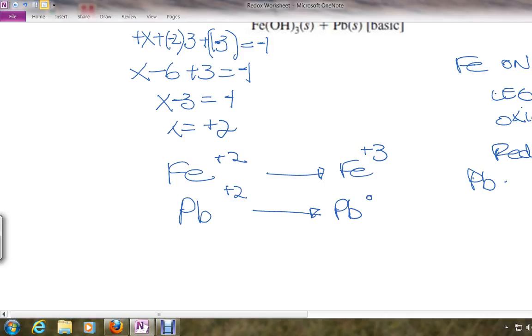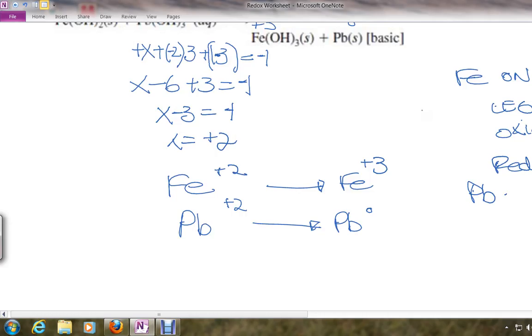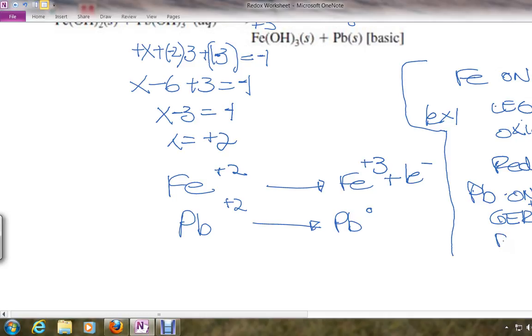We got only one iron in both sides, 1 and 1. The same with Pb. We don't have a coefficient. So we got from +2 to +3 is 1 electron multiplied by 1 iron is 1 electron. If it's losing, it goes on the right. Now with Pb, it goes to 0, so the oxidation number is going down. Electrons should be going up. So it's the opposite. Gaining electrons is being reduced, and it's the oxidizing agent.